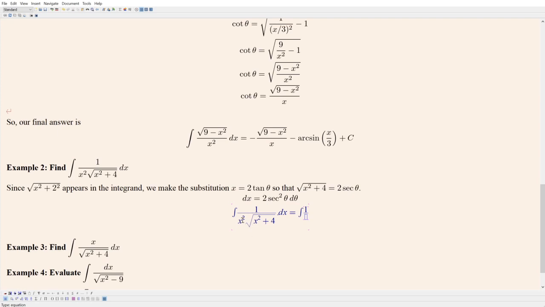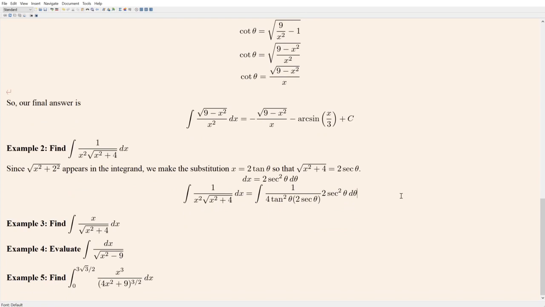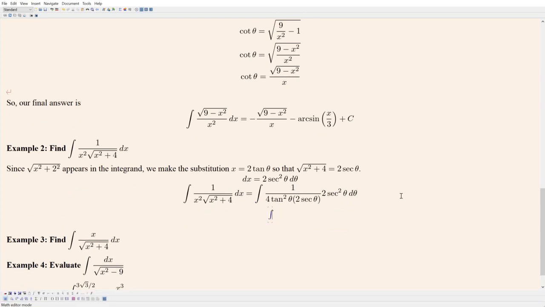So on the bottom we have x squared. X is 2 tangent theta, so this becomes 4 tan squared theta. Here's the square root of x squared plus 4. That all becomes 2 tangent theta, or I'm sorry, 2 secant theta. And then instead of dx, we have 2 secant squared theta d theta. So that's the substitution part finished.